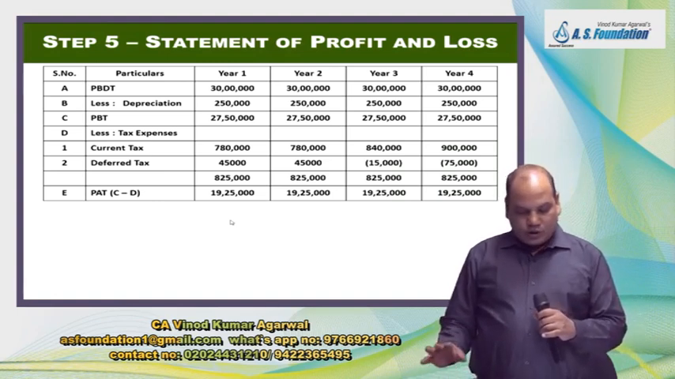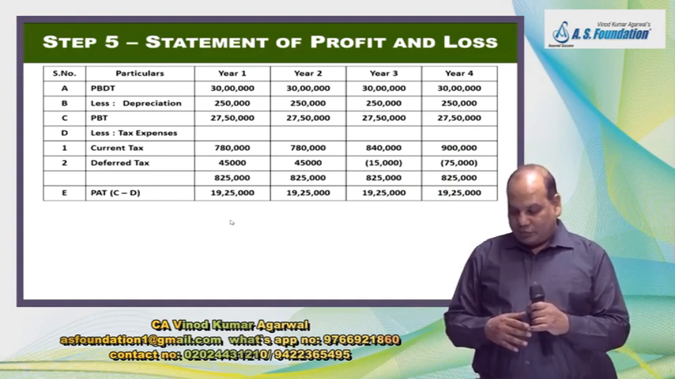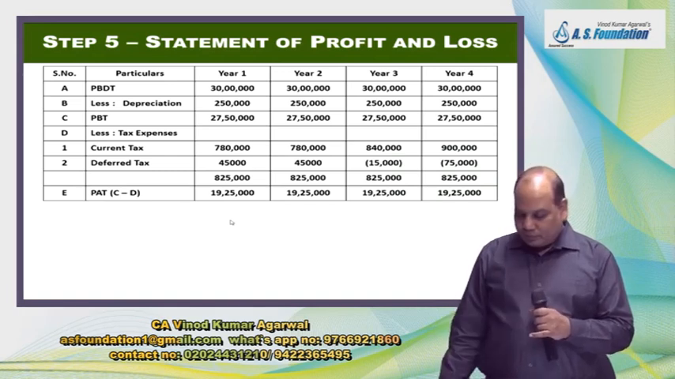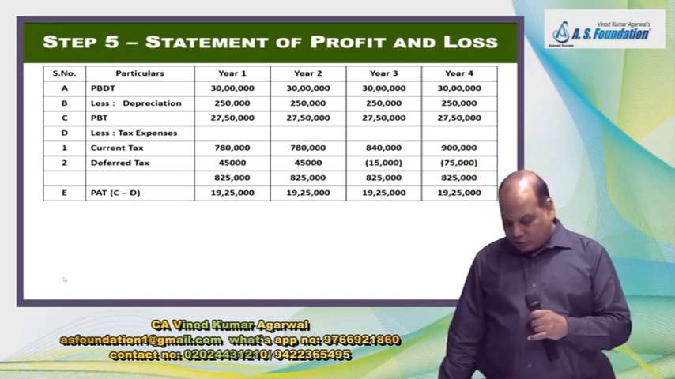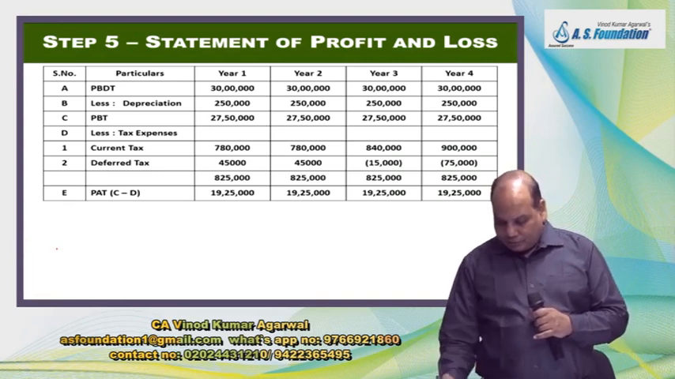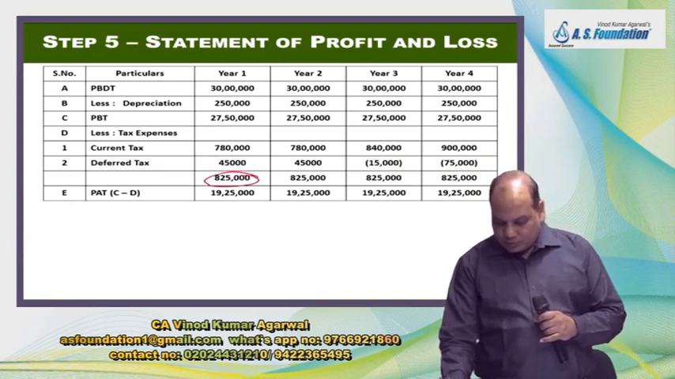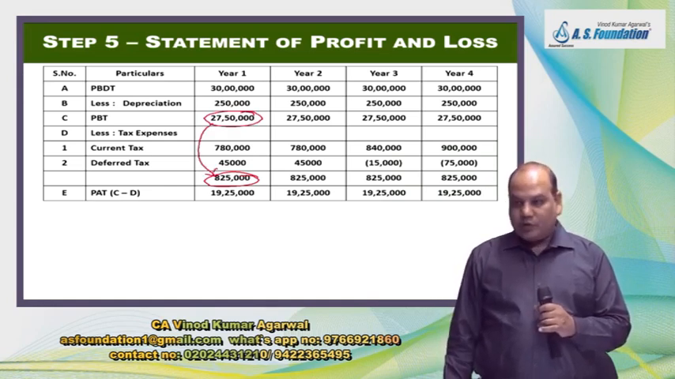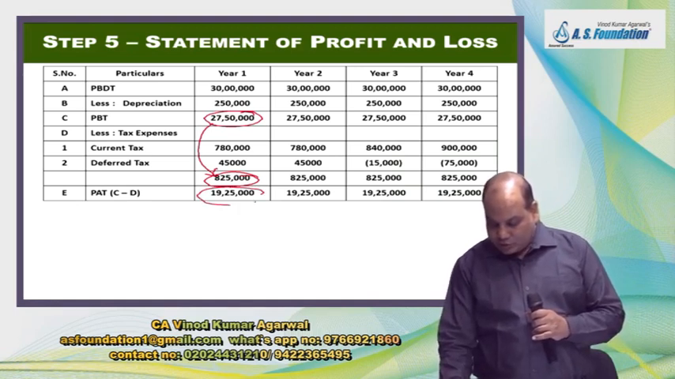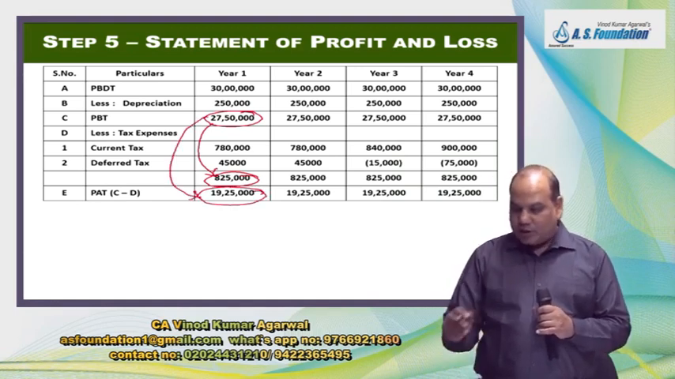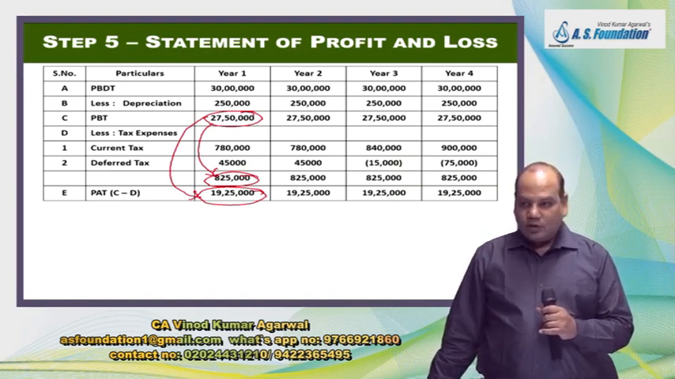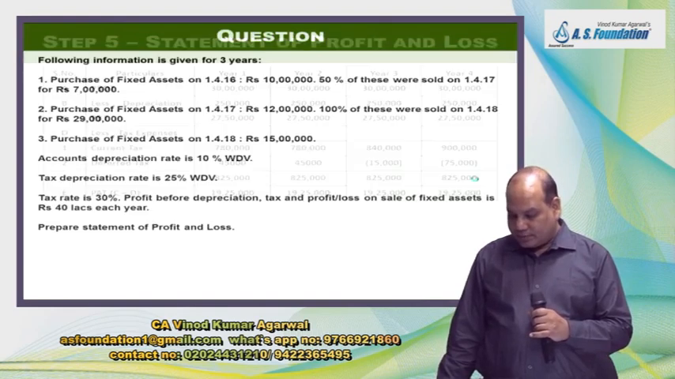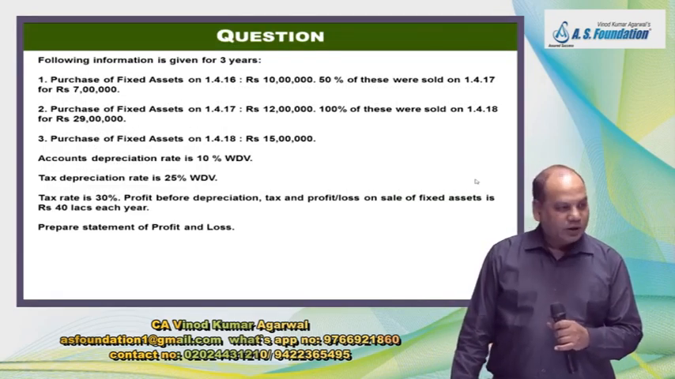If there is no change in tax rate, and no different types of income on which different rates are applicable, then normally how will you cross-check your answer? 2 things you will check: this total tax expense should be 30% of this number. Just check 30% of 27,50,000, and this figure should be 70% of that figure. Is it right? In all the years, is it 70%? Yes.